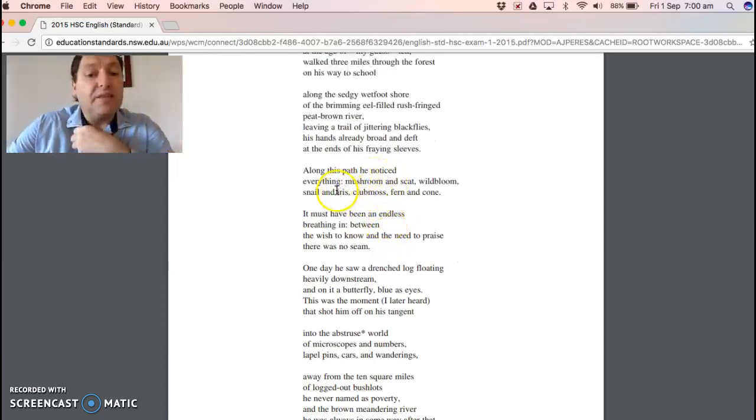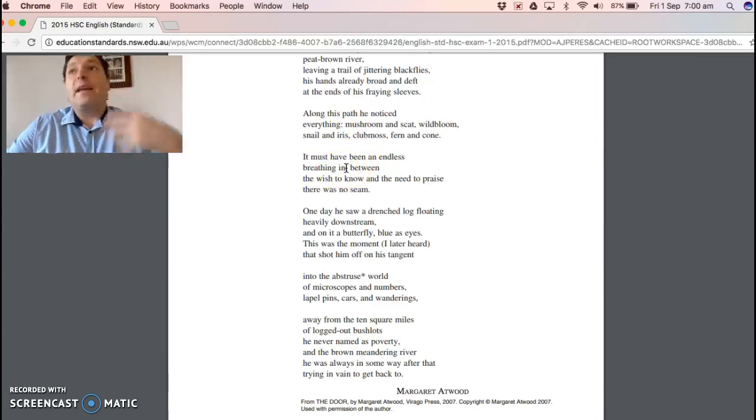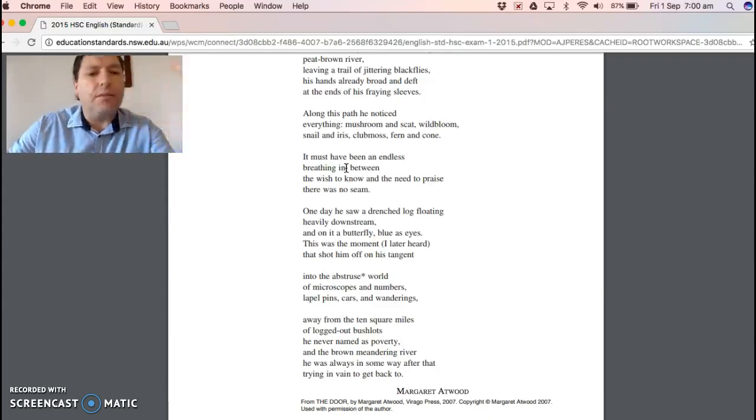On the path, he noticed everything. Mushroom and scat, wild bloom, snail and rats. It must have been an endless breathing in between the wish to know and the need to praise. There was no seam. This moment here shows how the father's mind is being moulded by this natural world. So you would talk about this second list here, mushroom and scat, wild bloom, but you'd also talk about this endless breathing in as a metaphor for endless movement of knowledge into the system, endless breathing in of knowledge. So the act of breathing in becomes metaphoric.